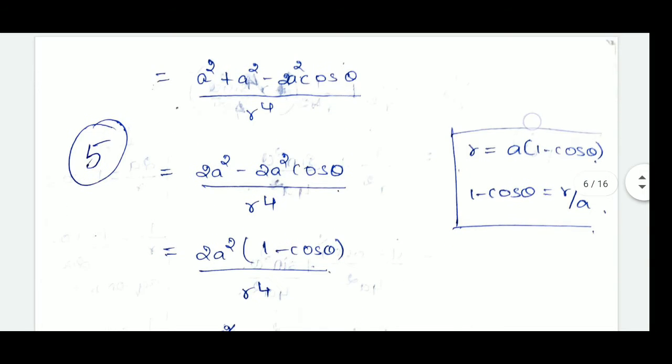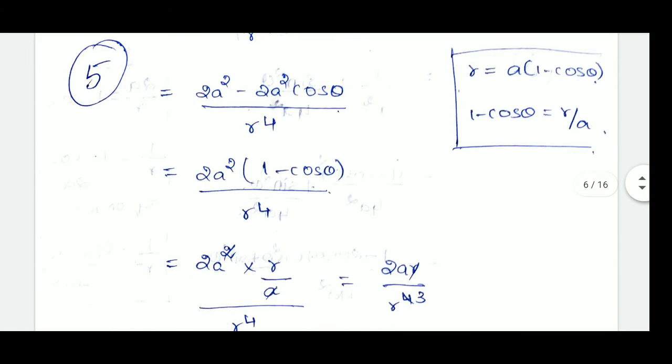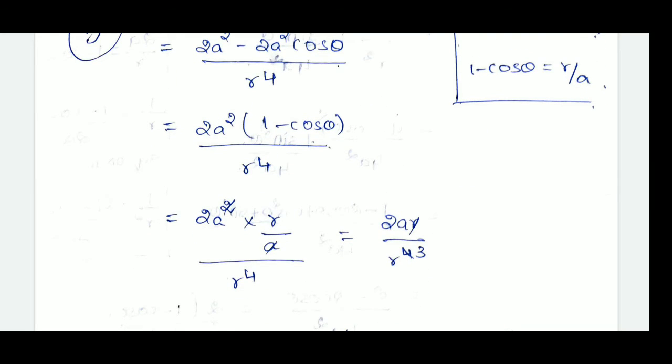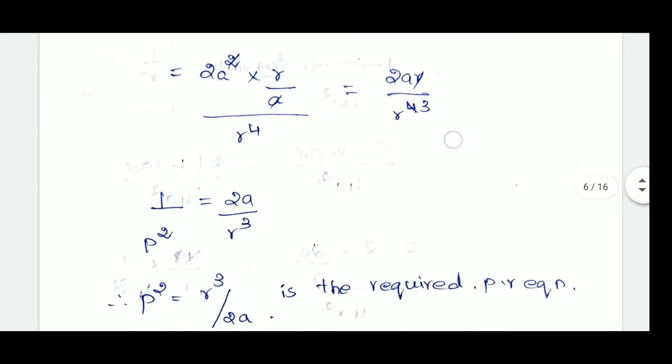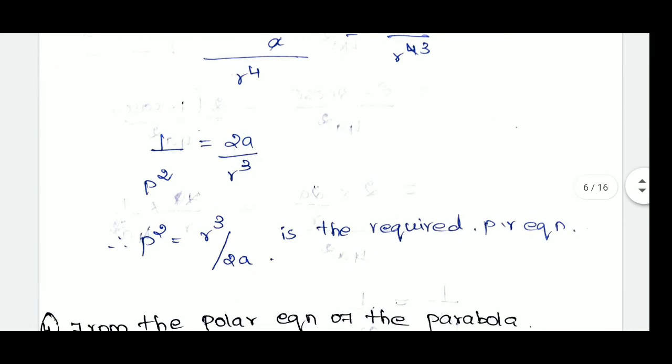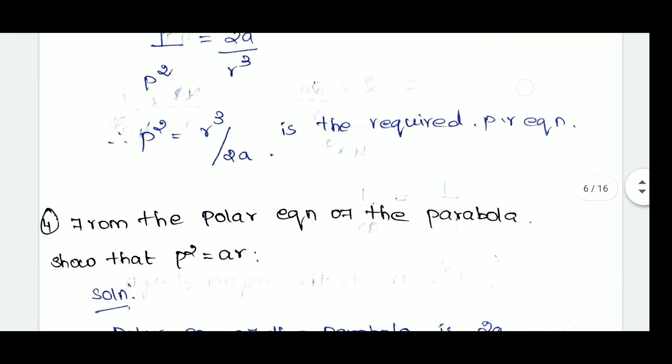In the problem we have r = a(1 − cos θ), so 1 − cos θ = r/a. In both terms we have 2a² as common, so we take 2a² outside: 2a²(1 − cos θ)/r⁴. Instead of 1 − cos θ we substitute r/a, so 2a²(r/a)/r⁴. A² and a cancel, and we get 2a/r³. So 1/p² = 2a/r³. We take the reciprocal on both sides and get p² = r³/(2a), which is the required pedal equation.